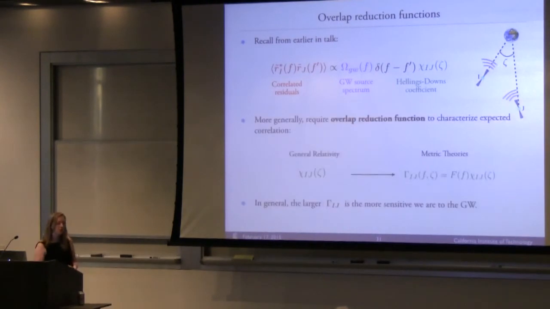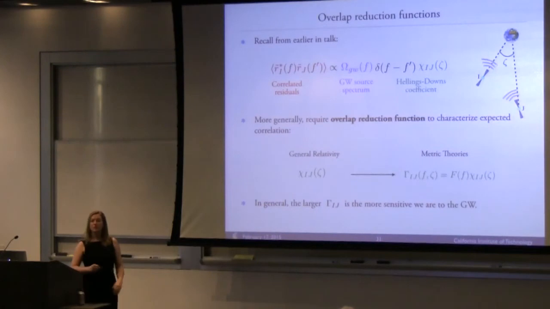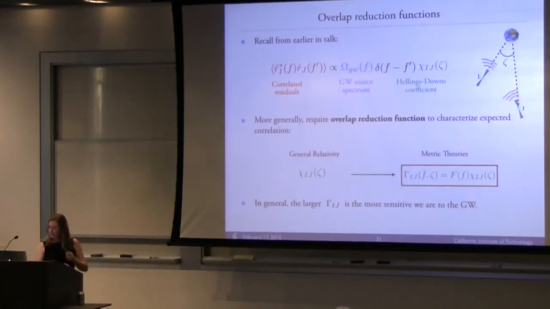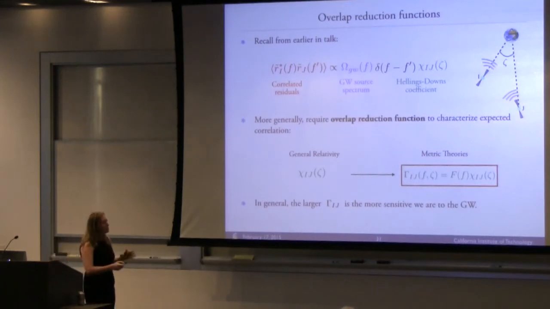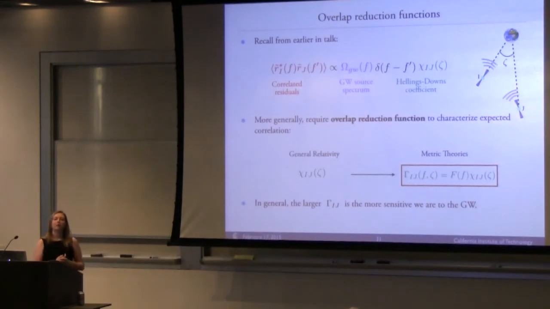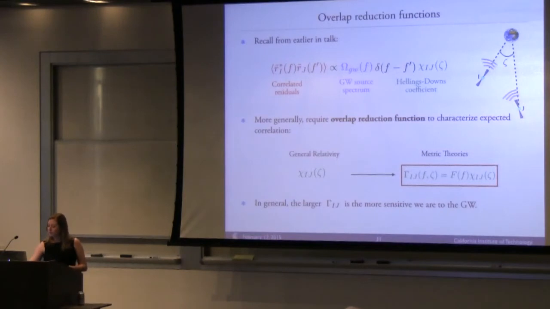Well, it turns out, when you go from general relativity to a metric theory of gravity, you don't limit yourself anymore, you actually have to generalize this function here. So you end up calling it something called an overlap reduction function. Basically a generalized form of this. So this Hellings and Downs coefficient now becomes some function that basically has a frequency piece and the Hellings and Downs coefficient. So you end up having this overlap reduction function, this thing here in the red box. And in general, if you plug some numbers into this function, the bigger the numbers you get, the more sensitivity you have. So this is a number that tells you something about both the geometry of the pulsar Earth system and also something about the sensitivity you have to gravitational waves.